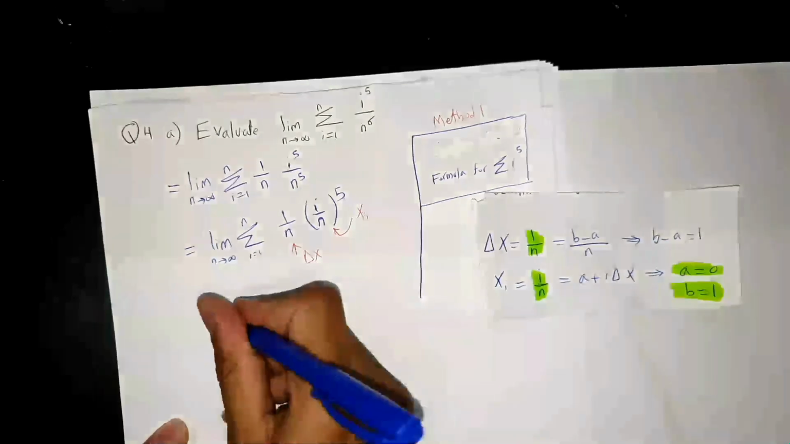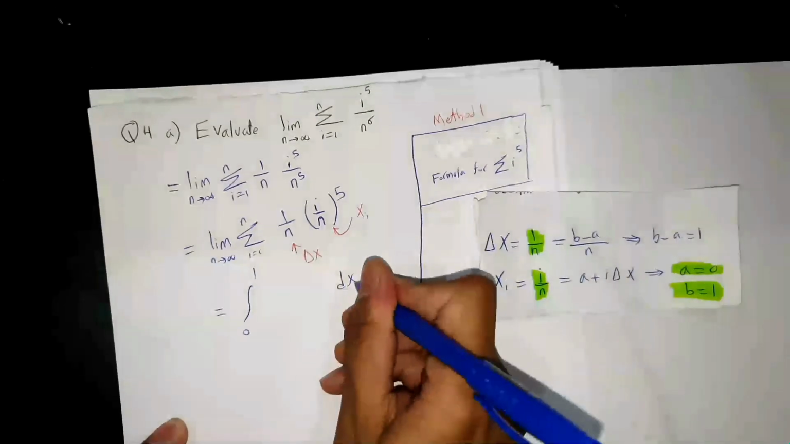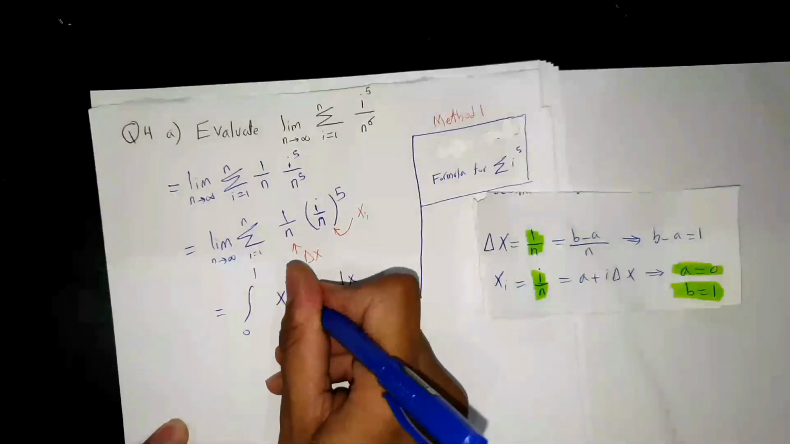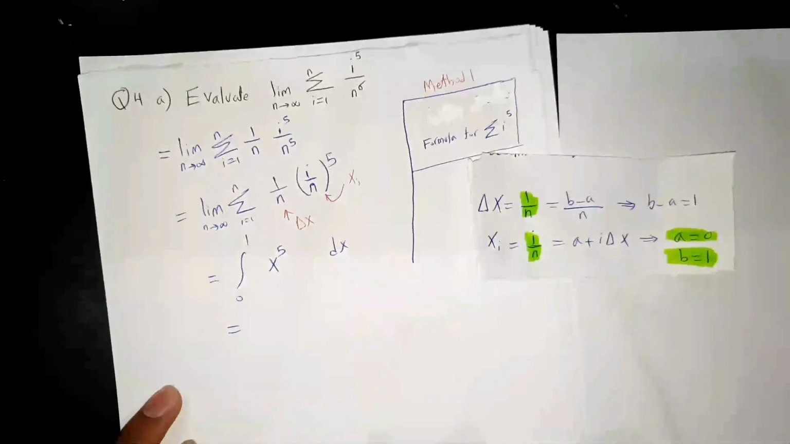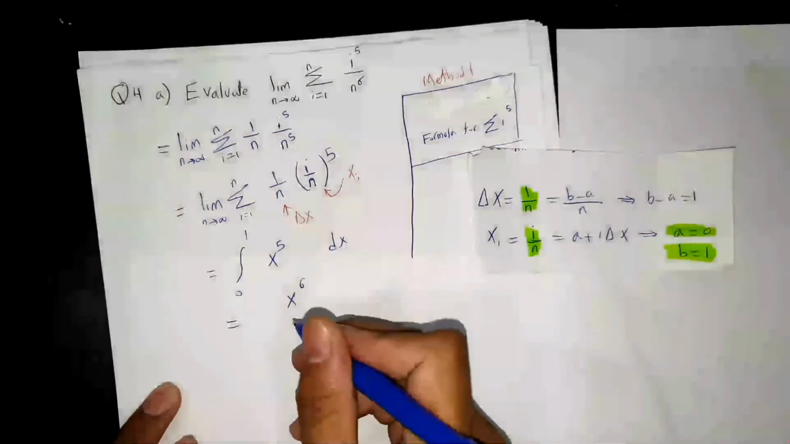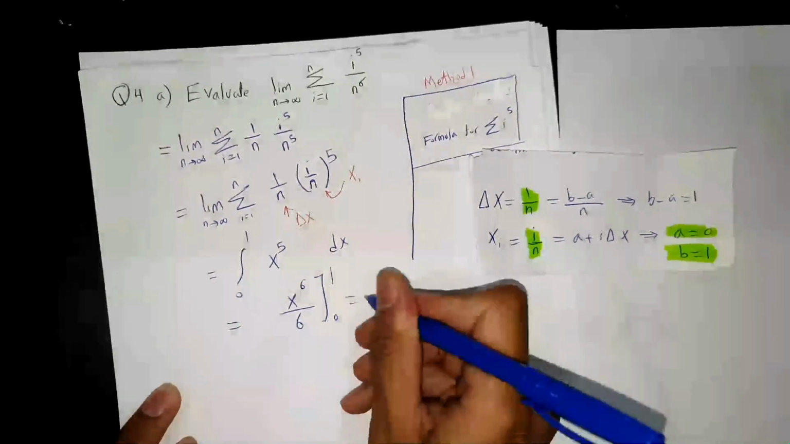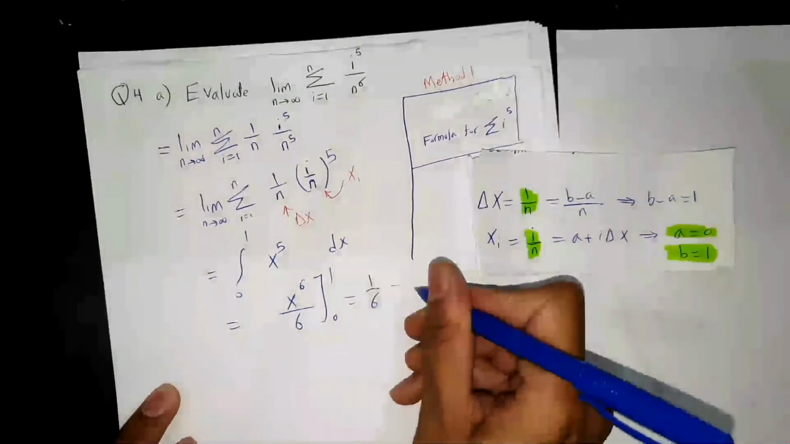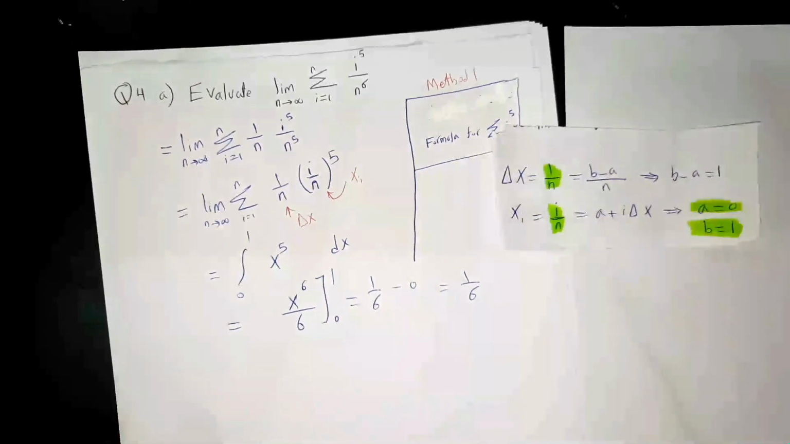Now the integral will be from where to where? From 0 to 1, as we said. Delta x will be dx, and this is our xi, so we get x to the power 5. And now this is a very simple exercise using the fundamental theorem of calculus part 2. One antiderivative will be x to the power 6 over 6, evaluated from 0 to 1. Substitute by 1, you will get 1 over 6 minus 0. So the answer at the end of the day will be 1 over 6.